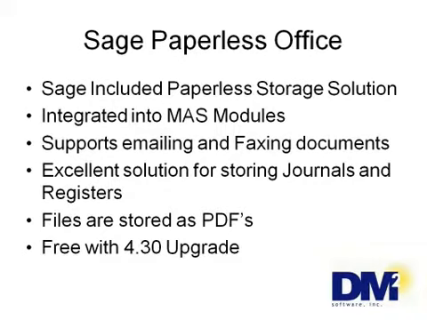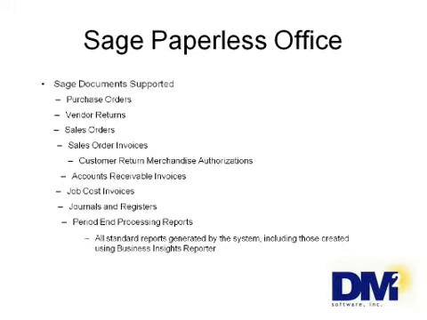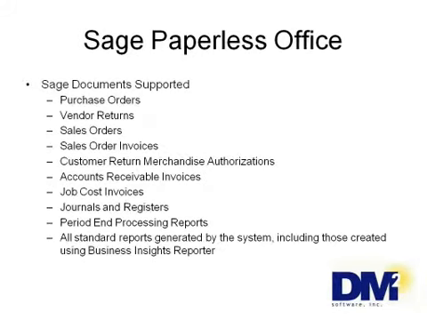So this is an integrated paperless system for document capture. There's quite a few documents in the system that you can actually store out of the box. These are some of them. Purchase orders, vendor returns, your sales order invoices, accounts receivable invoices, your journals and registers, period end reports, and all the standard reports generated by the system, including those generated by Business Insights Reporter. So it's a real nice add-on and tool that's available to you that comes with your 4.3 upgrade, and it's a great way to begin to dip your toes and really look at using paperless and what it would mean to your particular office situation.